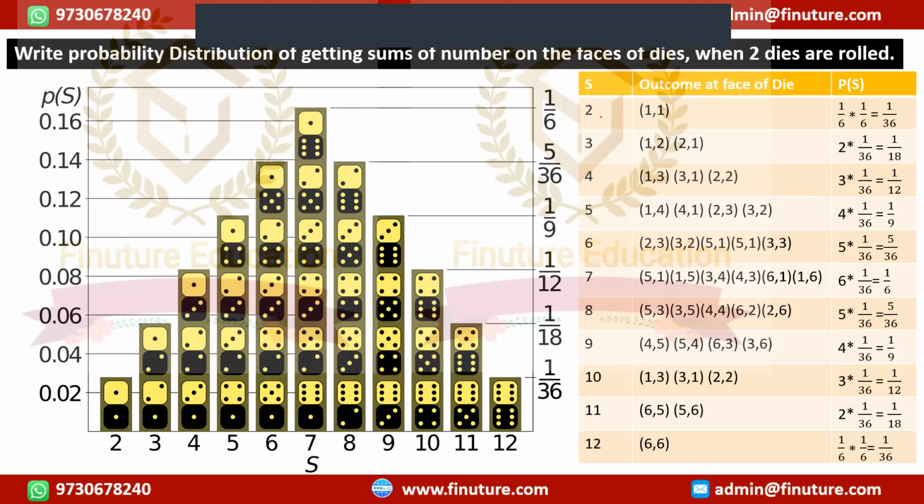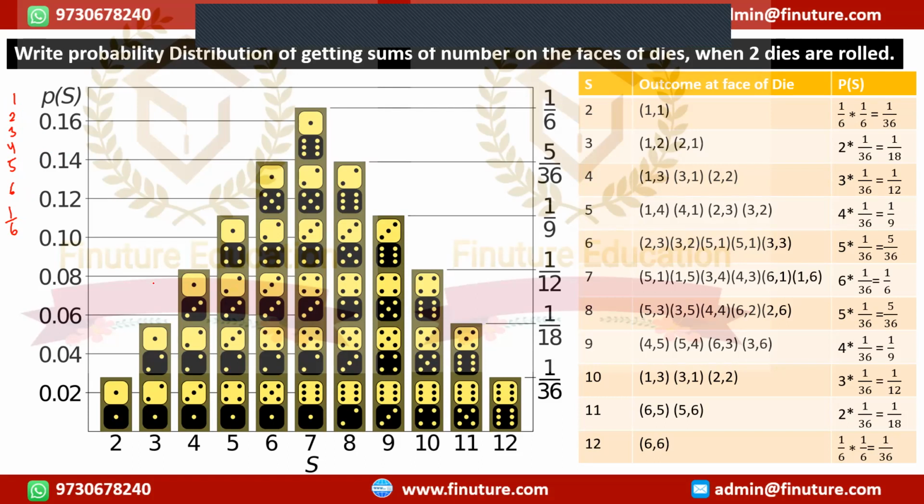Let me make it simple for you by giving an example of one die. When you roll one die, the possible outcomes are 1, 2, 3, 4, 5, 6. And all of these outcomes have equal probability, that is 1 by 6, because total outcomes are 6, and the favorable outcome in each case is 1. So 1 over 6 is the probability.